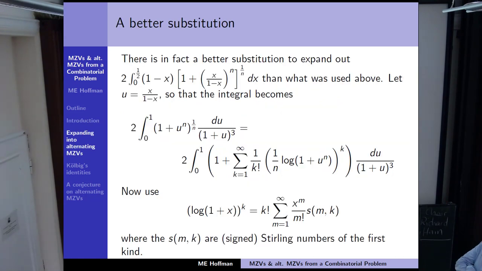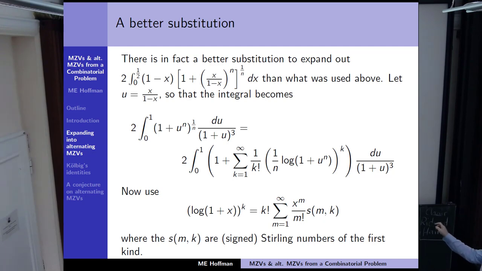All right. So let me talk a little bit about how you could actually reduce the original integral to the sum of alternating ones. Well, the right substitution to make after you do the 1/2 symmetry is actually u equals x over 1 minus x. And that turns the integral into this. Get back to the interval 0, 1, and then expand this out, write this as exponential of log, bring the 1 over n down, expand the log exponential in a series, you get that.